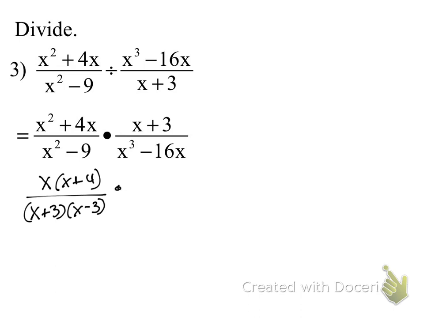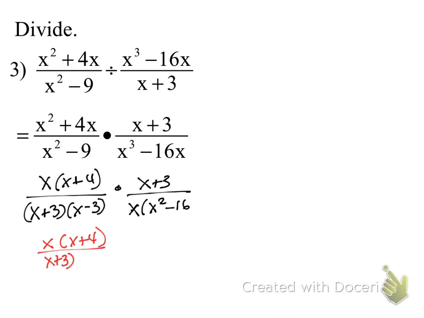And then you can factor x plus 3, but you can take an x out of. And then what am I left with? x squared minus 16. And then that can still go more. Times x times the quantity x minus 4 times the quantity x plus 4. Okay, and now? And cancel the x plus 4 and the x plus 4.